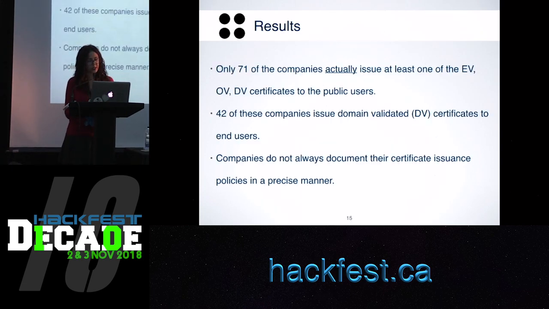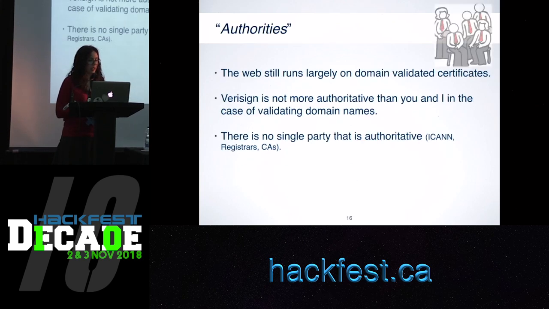So the result shows that only 71 of these companies actually issue certificates to the public. And out of these 71, 42 of them are willing to issue domain validated certificates, which is a great issue, I'll tell you why. And I found that companies do not always document their CPS, which was obvious, but no one has really looked into it, so we proved that. So, as I've mentioned, 41 of them out of 71 are willing to issue DV certificates.